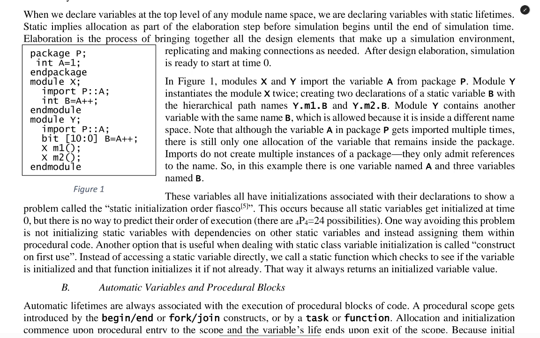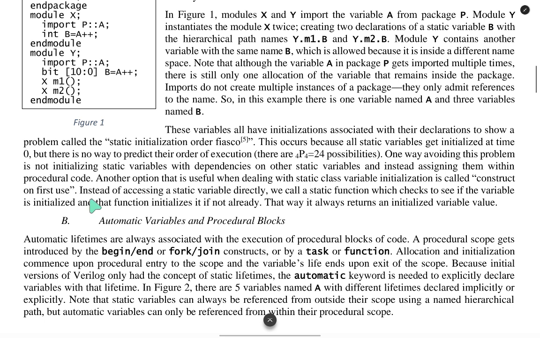Another option that is useful when dealing with static class variable initialization is called construct on first use. Instead of accessing a static variable directly, we call a static function which checks to see if the variable is initialized and initializes it if not already. That way it always returns an initialized variable's value.